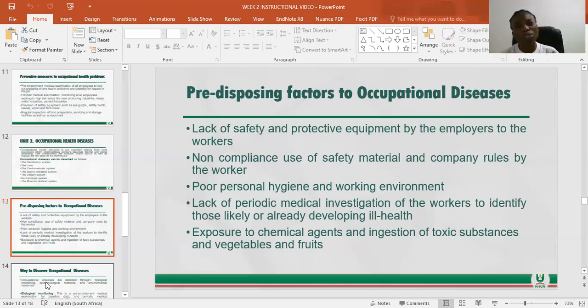I once worked in an industry as an occupational health nurse before I moved into academics. And I like the organization of that industry. You see, the security will not allow you to pass the gates if you are not wearing your safety boot. You cannot come into the industry or into the institution with an open shoe. Whether female or male, everyone puts on a safety boot.